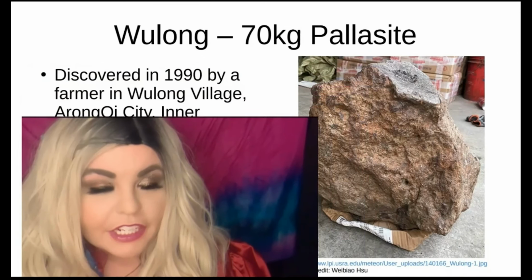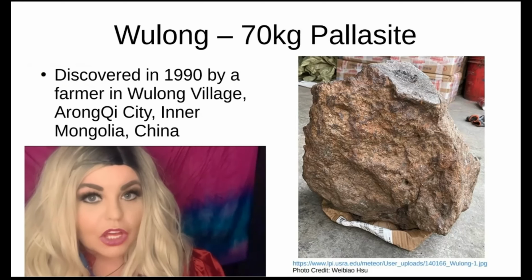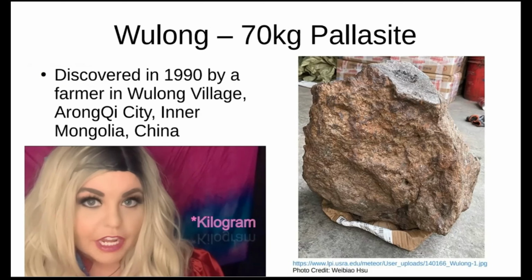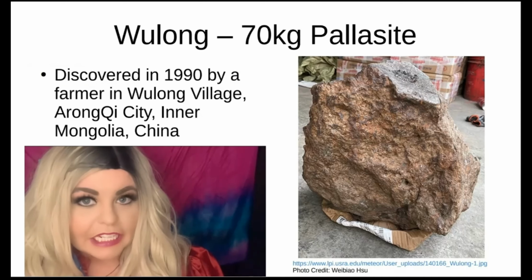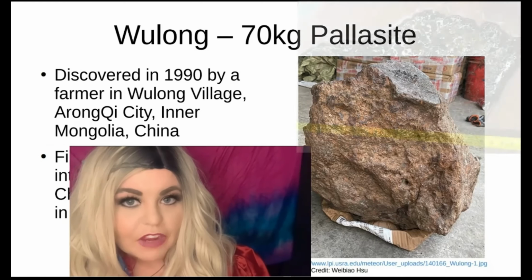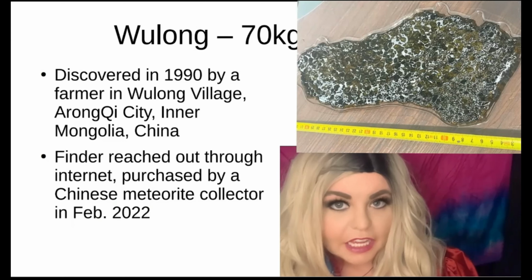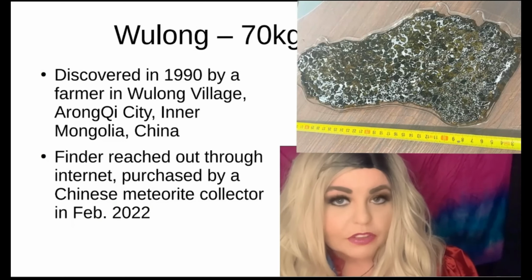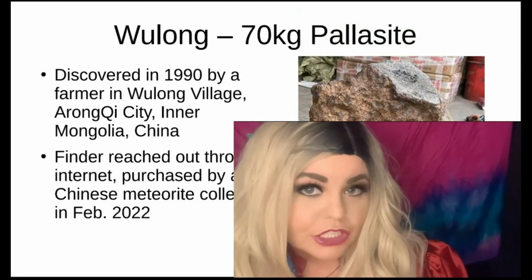China had their 3rd pallasite classification approved, and that is for the meteorite called Wulong. It's a 70-gram single stone pallasite find. It was actually found in 1990 in a farming community. The finder did not recognize that it was a meteorite all of the time that he has had it. MetBull does record the year that science recognized it, and that was actually in 2022.